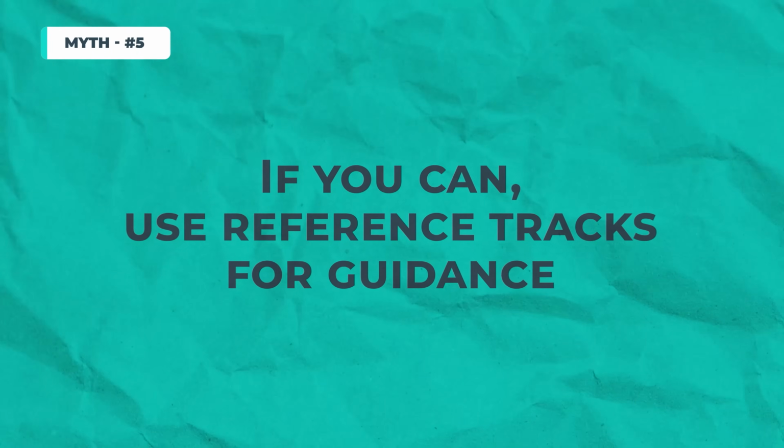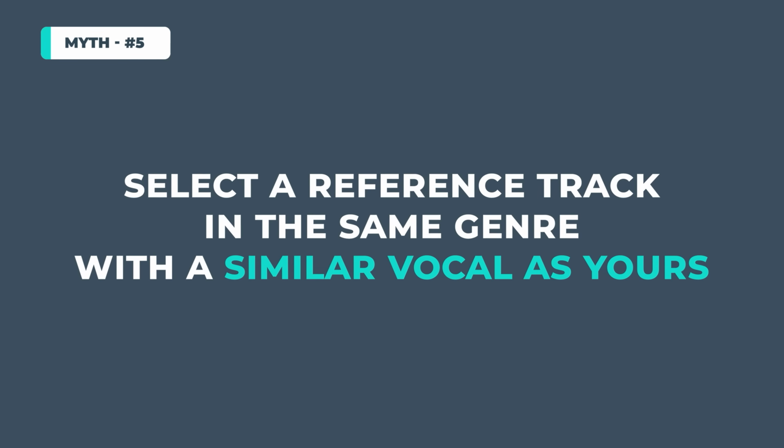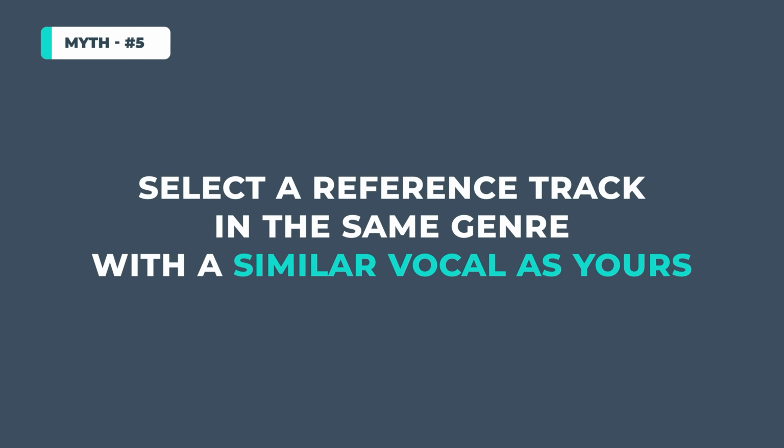If you can, use reference tracks for guidance. Firstly, try and find a reference track that has similar source material. For example, if you're trying to set the reverb for a female vocal, select a reference track in the same genre with a similar kind of vocal as yours, instead of, say, a rap track where the reverb settings are going to be completely different.